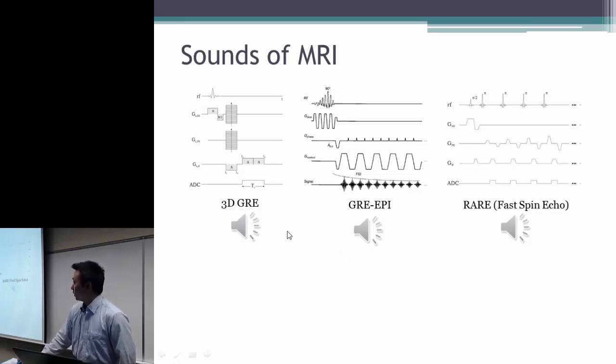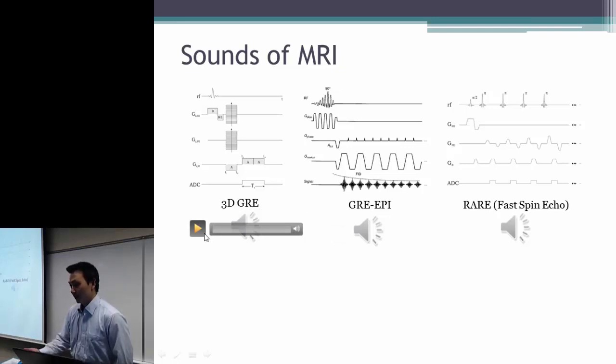Okay, so for those who have done some MRI scans before, you know that the MRI scanner is very loud. Have any of you heard those noises before? No? Okay. So here are some examples of actual MRI sounds that were recorded.